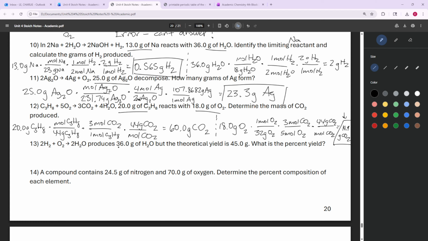13. So we produce 36 grams of water, but the theoretical yield is 45 grams. What is the percent yield? So percent yield is equal to your actual, how much you actually produced, divided by your theoretical, expressed in terms of a percentage. So this will be the 36 grams that you actually produced divided by the 45 grams you were supposed to produce, and then multiply by 100%. So 36 divided by 45 times 100% is 80%. That will be our percent.